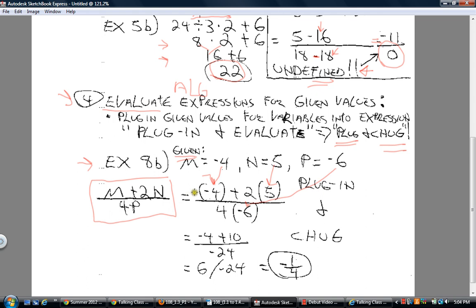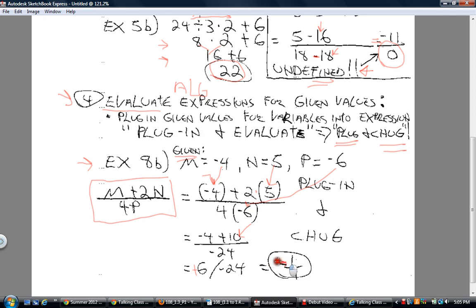Okay, I like to plug in first. Don't do any evaluating until you've plugged them in. Now go back and follow your PEMDAS rules. What do you think you do first? Well, what? Multiplication, right? See the parentheses. 2 times 5. There's your 10. Negative 4 plus 10. Got $10 in my wallet. I go to Sonic. You know the drill. I got $6 left over afterwards. Divide by negative 24. Positive divided by negative means a negative.